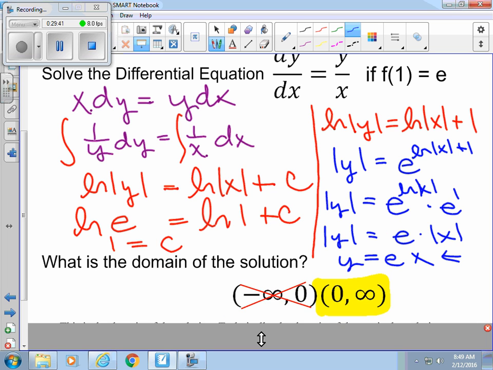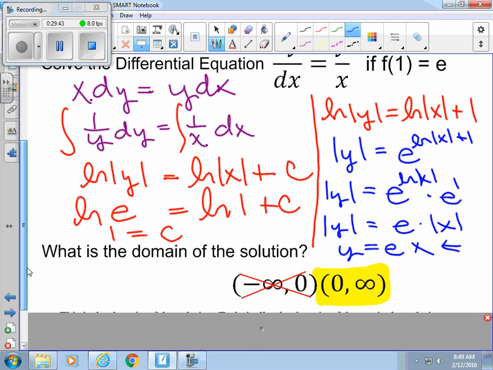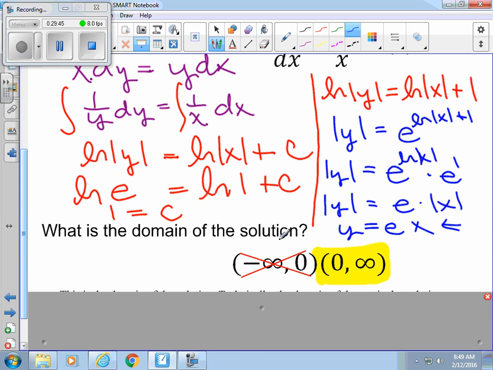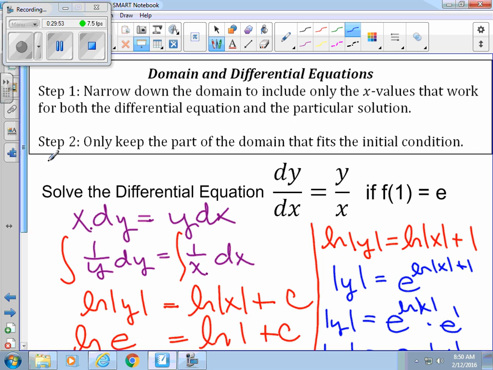So, the domain of the solution is only 0 to infinity. Not all the way negative infinity to 0, 0 to infinity. So let me go back up and read the steps again, and they'll make a little more sense now. Narrow down the domain to include only the x values that work for both the differential equation and the particular solution. That was how we got negative infinity to 0, 0 to infinity.